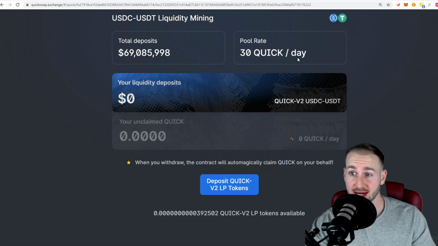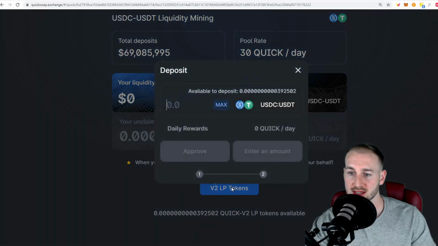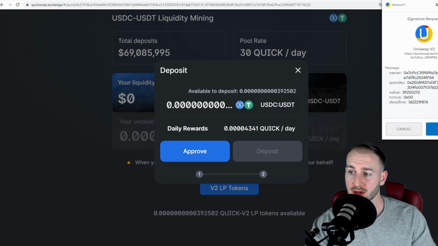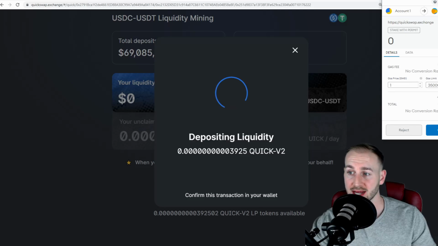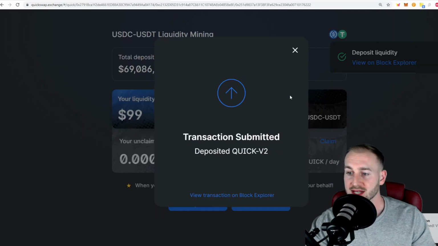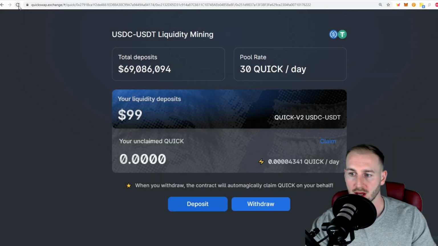And so to stake my claim on some of these 30 Quick per day, I need to deposit the Quick V2 LP tokens. And you can see my balance down here, only a minuscule amount. Let's click on this and then press max, approve it, confirm and sign, and then deposit. And again, confirm that in your MetaMask account. So that has just confirmed for me. I'll click refresh to update the user interface here.